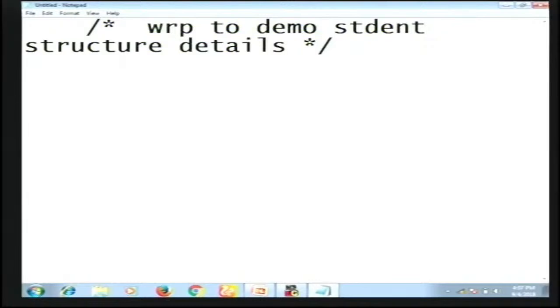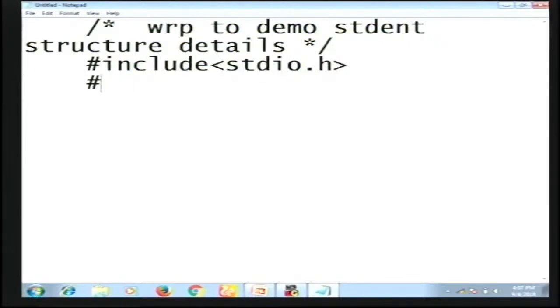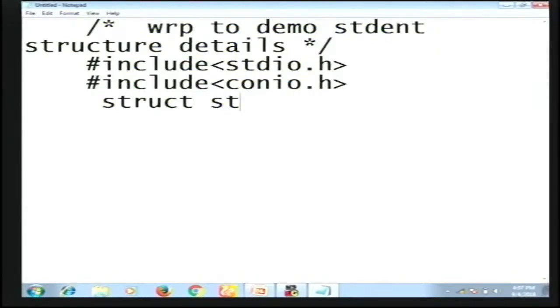How to define the student structure? Hash include stdio.h, hash include conio.h. Before calling the structure inside of main, the struct has to be created. Struct. What is the name of the structure? Student. Declaration starts: enter student ID.